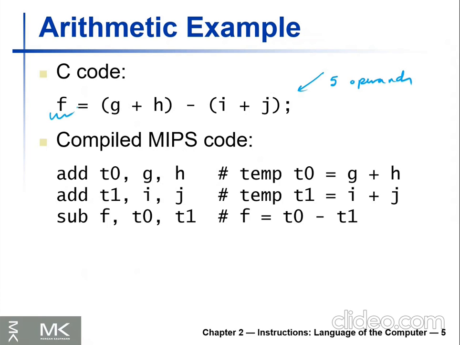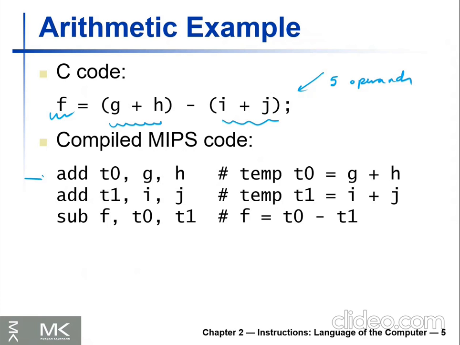Of course, f is a destination. Okay, and we have here a more complex one, so first we should add g and h, add i and j, then subtract them from each other. But remember, we have one form in our MIPS, add a, b, c. So you have 3 operands. Here we have 5. So what we're gonna do, we're gonna translate this into 3 instructions.